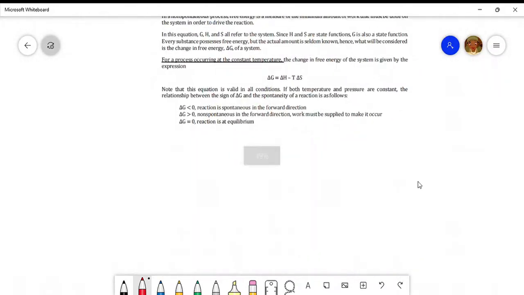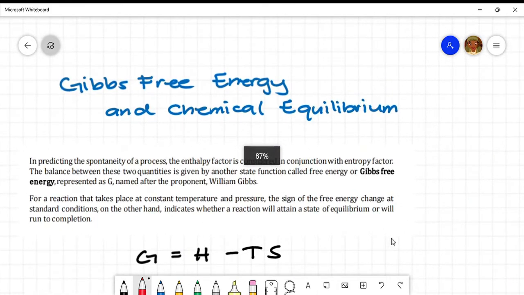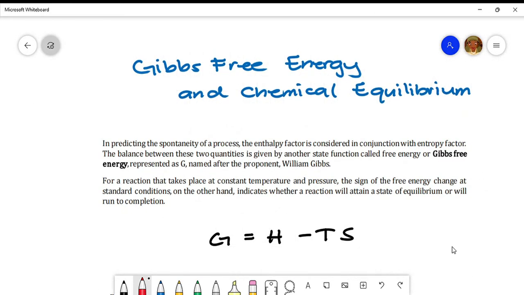Please don't be bored by this long text. I'll try to sum it all up. The balance between these two quantities is given by another state function called the Gibbs free energy. So when we balance the factors for enthalpy and entropy, we have this Gibbs free energy. It's represented by G as it is named after the proponent William Gibbs.